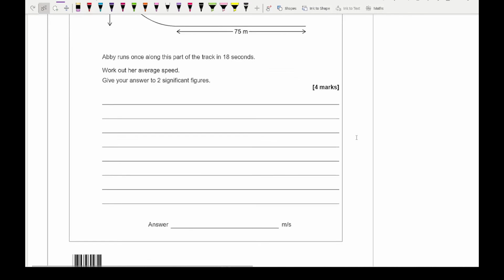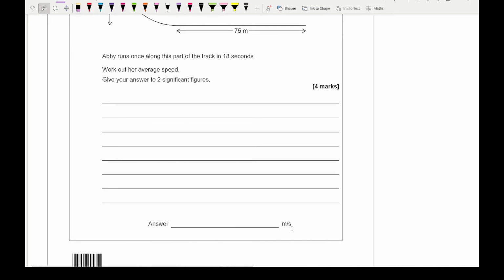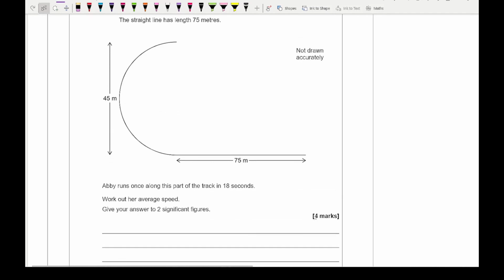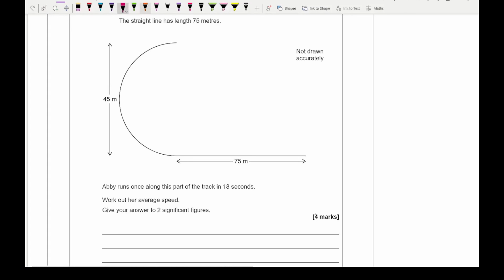Now what you want to do here is first of all check what units we're going to be working with. As you can see, the units that we need are meters and seconds. So we need the distance in meters and the time in seconds. So for this, what we need to do is work out the 2 bits of the track. Looking at the first bit, which I'm just going to highlight in orange, this is half a circle.